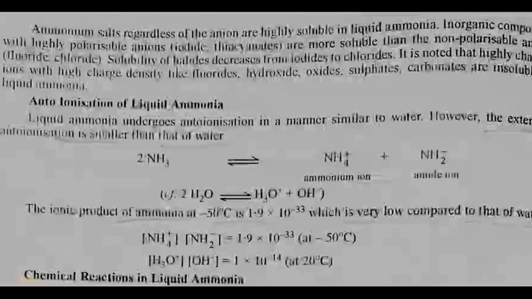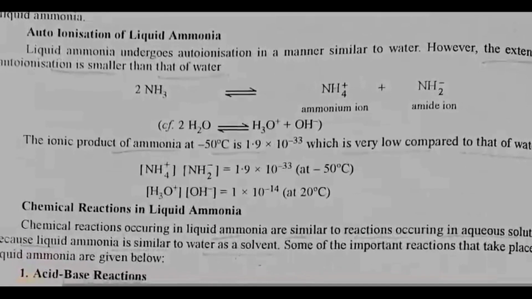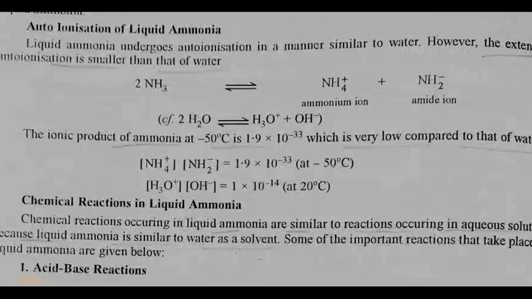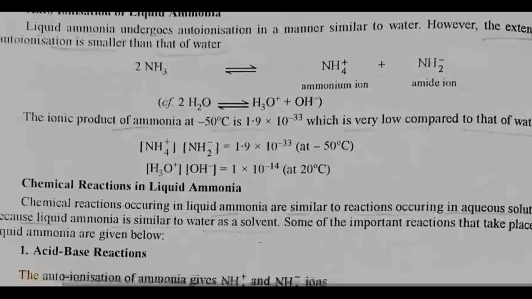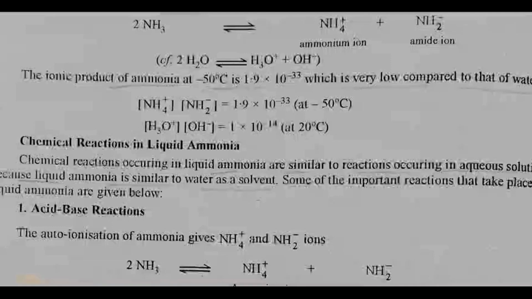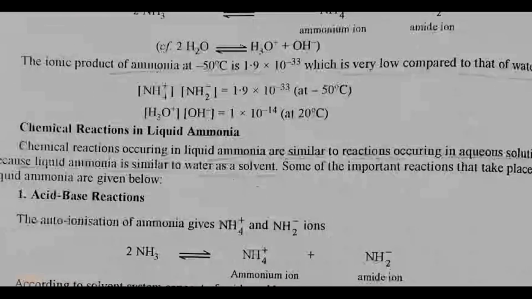Liquid ammonia undergoes autoionization in a manner similar to water. However, the extent of autoionization is smaller than that of water. 2NH3 is in equilibrium with NH4+ plus NH2-. The ionic product of ammonia at minus 50 degrees Celsius is 1.9 × 10^-33, which is very low compared to that of water.